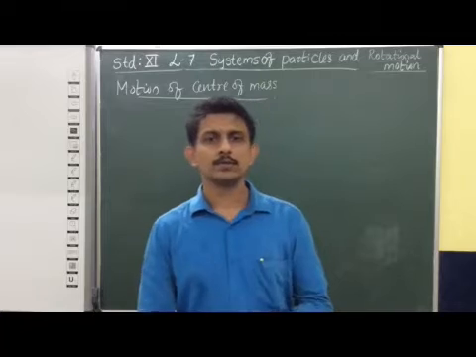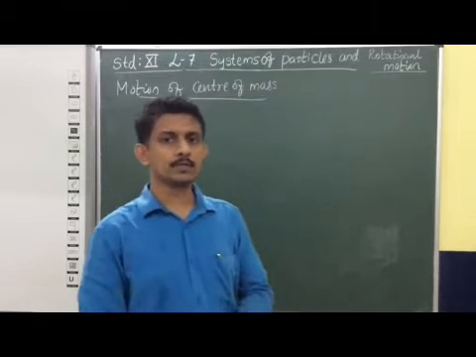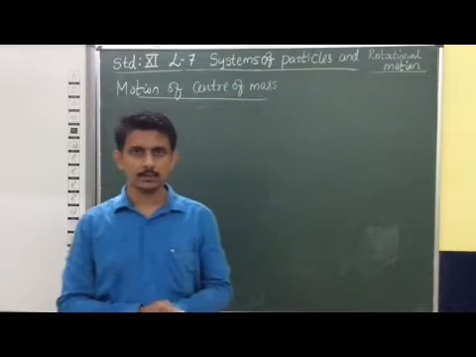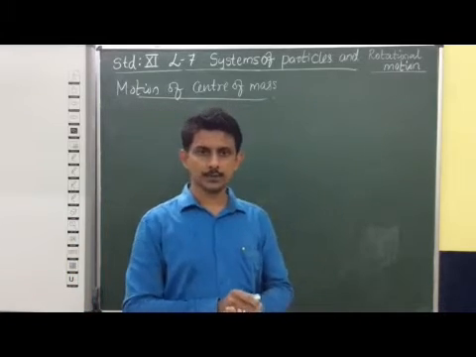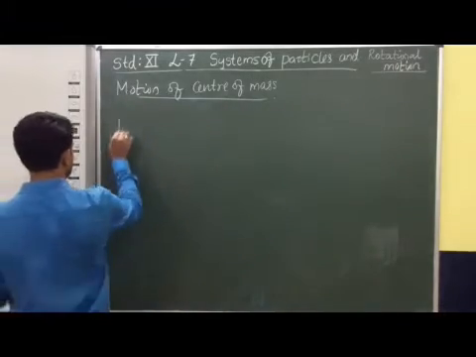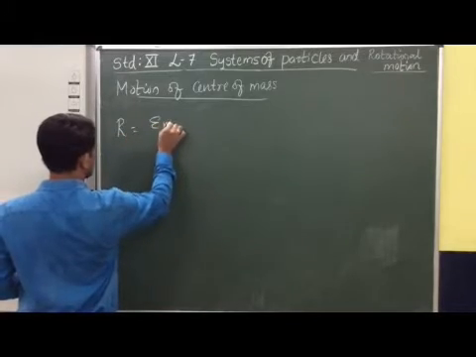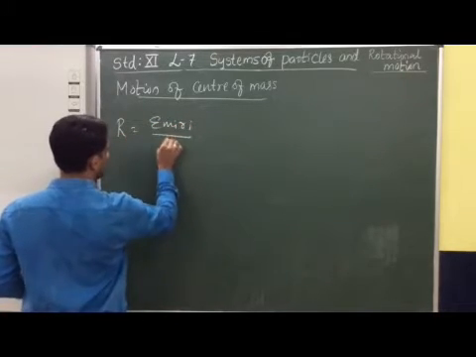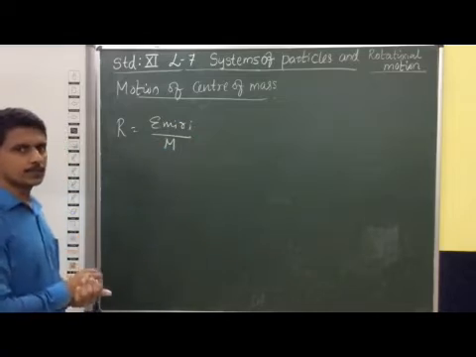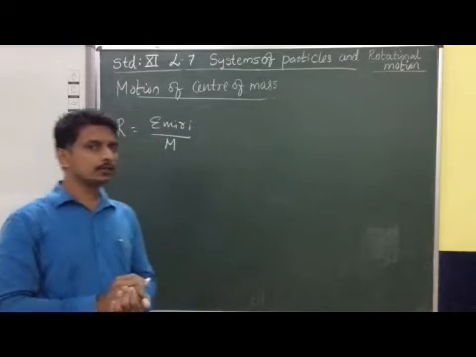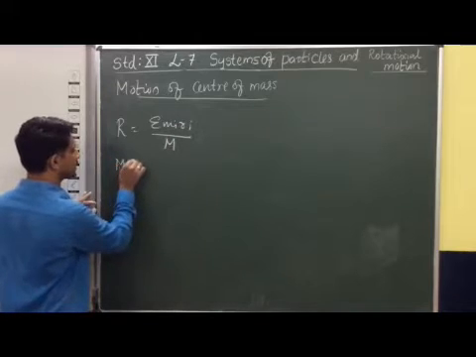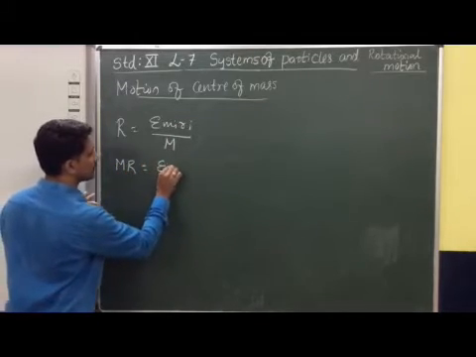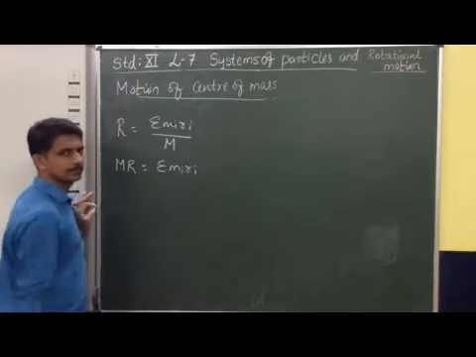Good morning, children. Now we are going to discuss the topic of the motion of the center of mass. We have seen how we represent the center of mass of a system: R is equal to the summation of mi Ri divided by M. This is how we represented the center of mass of a system. We can modify this equation and represent it as MR is equal to the summation of mi Ri.